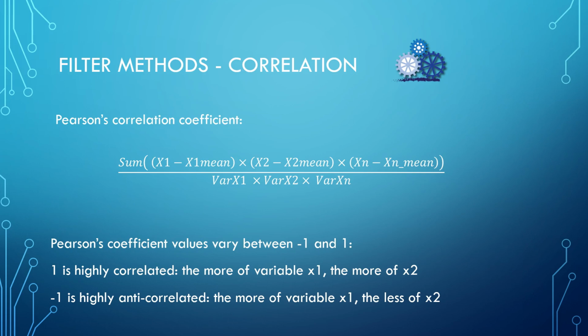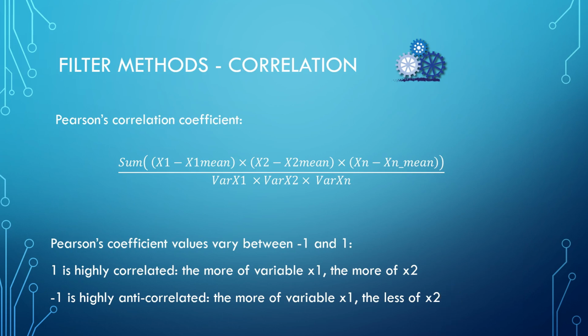A value of 1 means perfect correlation, and in general, positive values for the Pearson correlation coefficient indicate that the higher the value of variable 1, the higher the value of variable 2. A value of the Pearson's correlation coefficient of -1 indicates perfect anti-correlation, if you want, or a negative correlation. In general, negative correlation values indicate that the higher the value of variable 1, the smaller the value of variable 2.